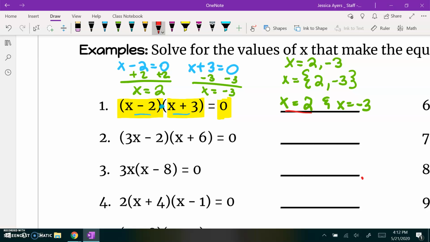So let's look at what happens when we check this. If we check first the 2, we're going to do 2 minus 2 times 2 plus 3, and that equals 0. So 2 minus 2 is in fact 0, times 2 plus 3 is 5, which does in fact give us 0, so we know that that worked.